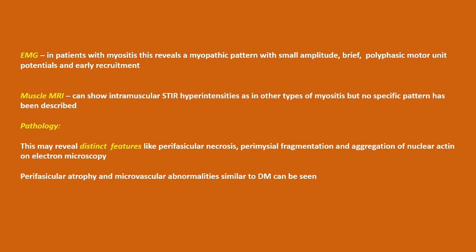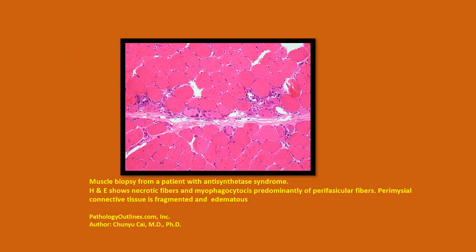Muscle MRI can show intramuscular STIR hyperintensities, as in other types of myositis, but no specific pattern has been described. Pathology. This may reveal distinct features like perifascicular necrosis, perimysial fragmentation, and aggregation of nuclear actin on electron microscopy. Perifascicular atrophy and microvascular abnormalities similar to dermatomyositis can be seen.